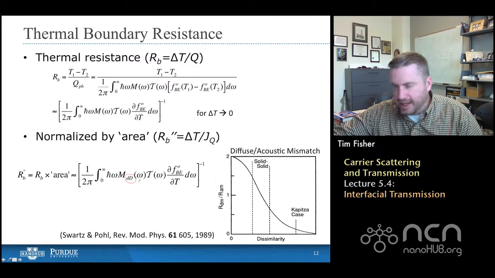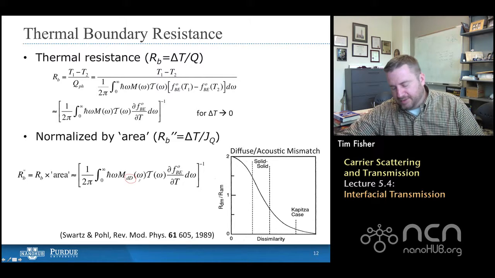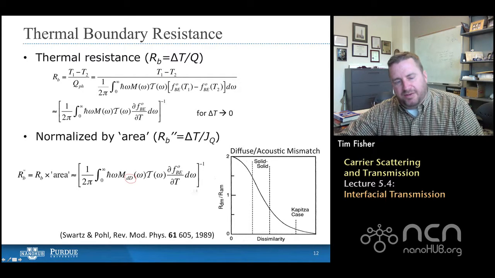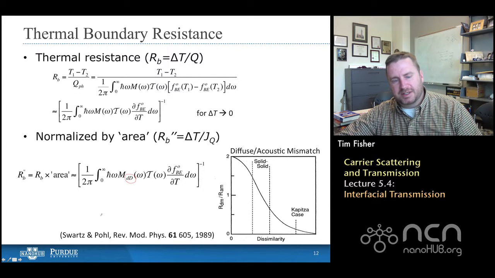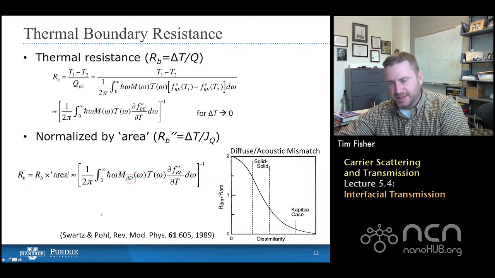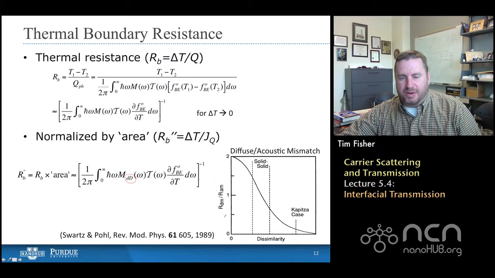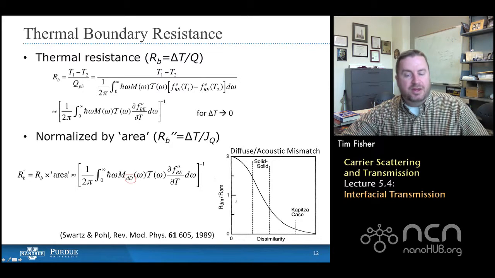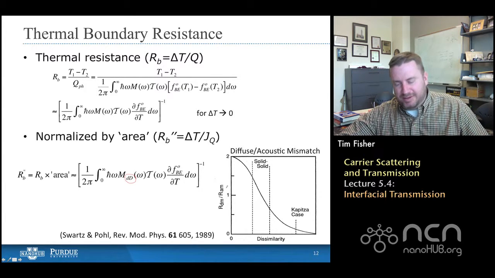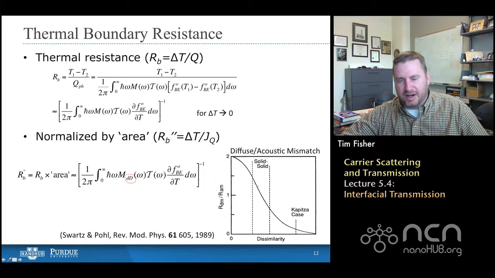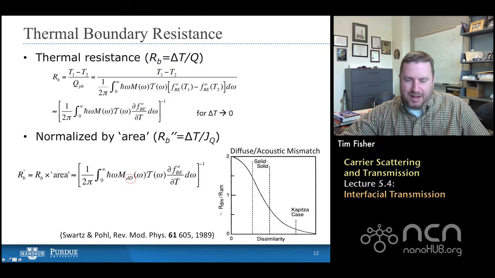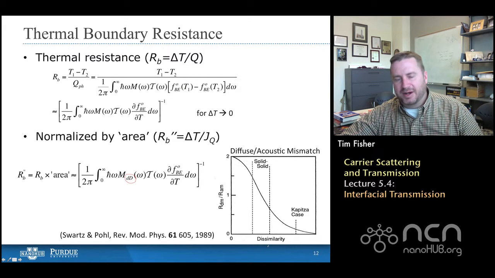So how does all this look in the end? Well, I pulled a graph out of one of the seminal papers on this subject of thermal boundary resistance. It's a paper by Schwartz and Pohl. The reference is given here. And so what they did is calculate the ratio of thermal boundary resistance for diffuse mismatch model and acoustic mismatch model. They didn't really calculate it. This is more of a qualitative chart. They are expressing this ratio as a function of the material dissimilarity.